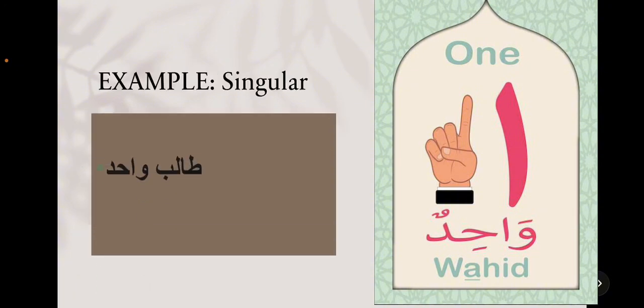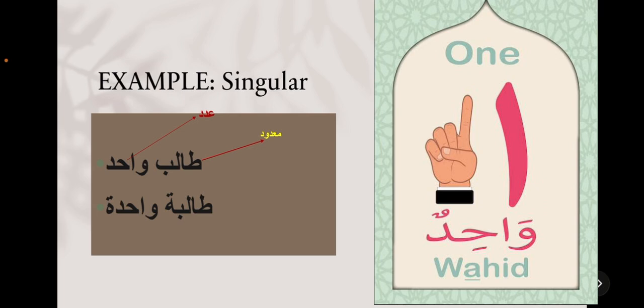Now let's look at some examples. One student, talibun wahid. Talib, wahid, that's masculine. And for feminine, you have talibatun wahidatun. Talib is the ma'dud, while wahid is the number, that is the adad. The same thing applies to taliba. And you can see that they all agree in gender. Talib is masculine and wahid is masculine. Talibatun is feminine and wahidatun is feminine as well. Having understood this, these 2 words answer the question, Kam taliban fil fasl? How many students are in the class?